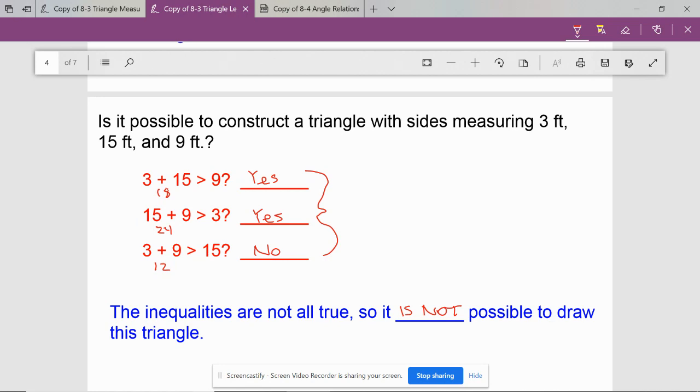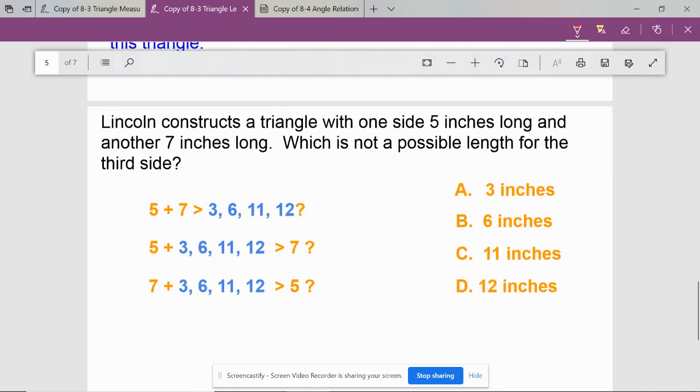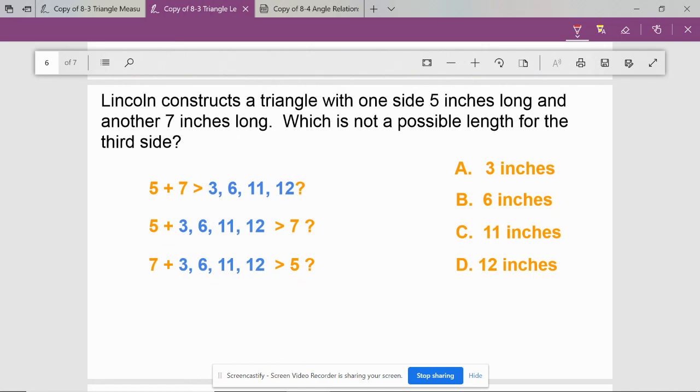Okay, last page, and stick with me here. Lincoln constructs a triangle with one side 5 inches long and another 7 inches long. Which is not a possible length for the third side? Let's think about this. 5 plus 7 is 12. Which one of these numbers is 12 not greater than? 12, right? Because that would be equal.